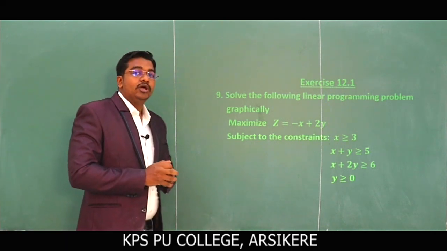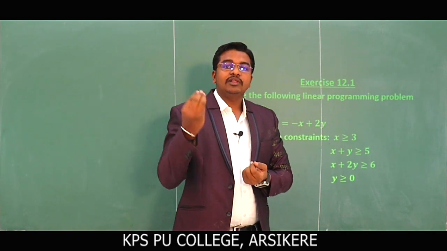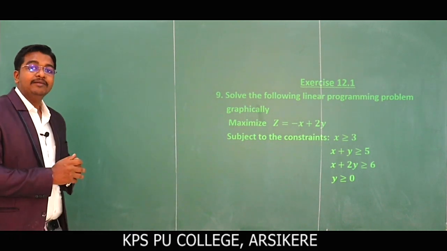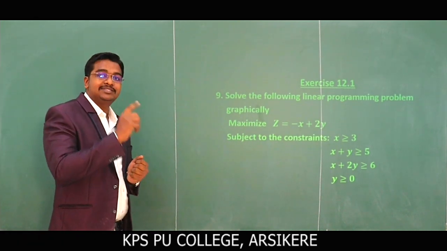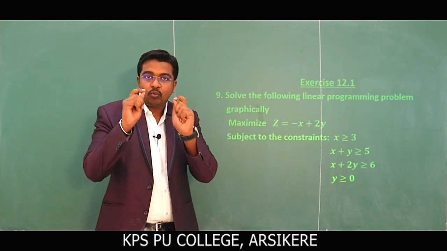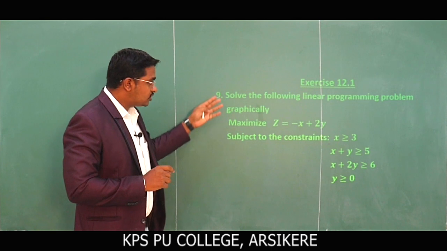Just come to two dimensional geometry. Whenever the line is x is equal to a, this is the line perpendicular to the x axis, or the line parallel to the y axis. Okay, that is called a vertical line. Okay, so how to solve this problem?